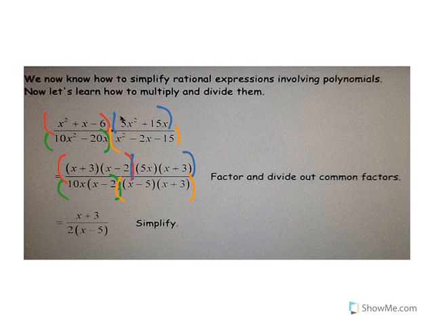Now, really importantly, when you see things on the top and on the bottom, it's a multiplication problem, so you can cancel them out. If you see here, x plus 3, you can cancel that out. x minus 2 and x minus 2 can cancel out. And then 5x and 10x are going to change to just plain old 2, because 5x over 10x is just 1 over 2. What you're left with is this piece here and this piece here. And that's how you go ahead and multiply these things out.